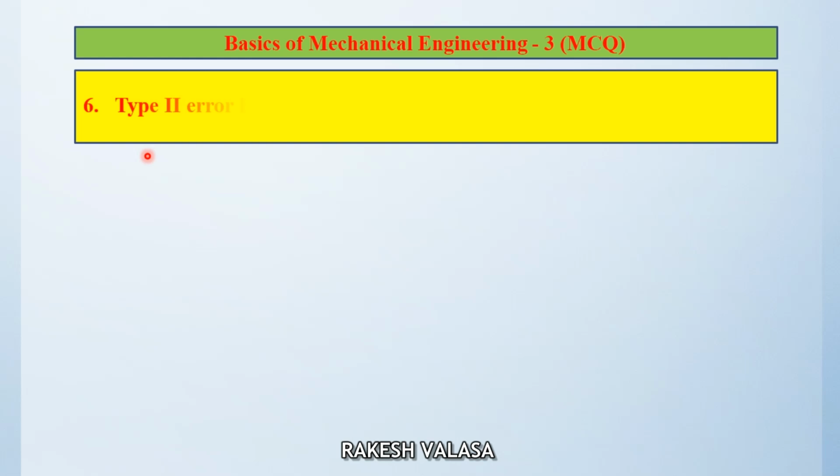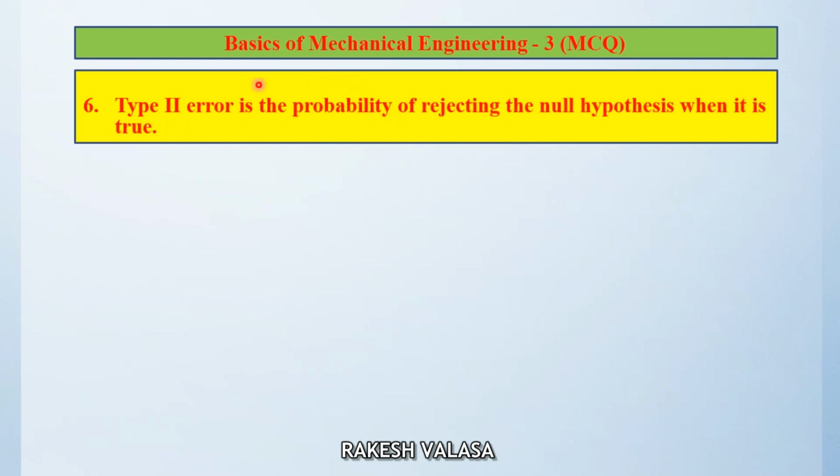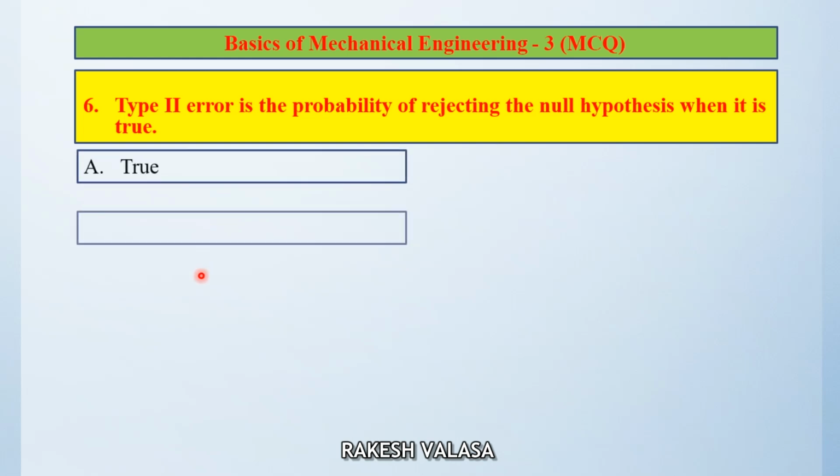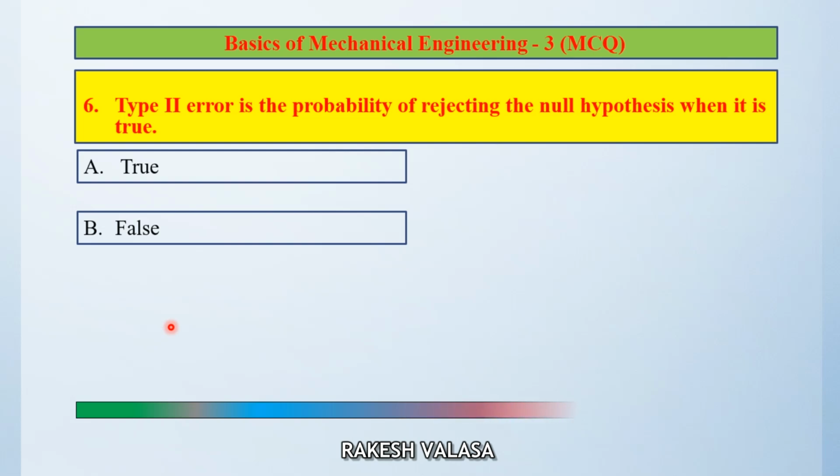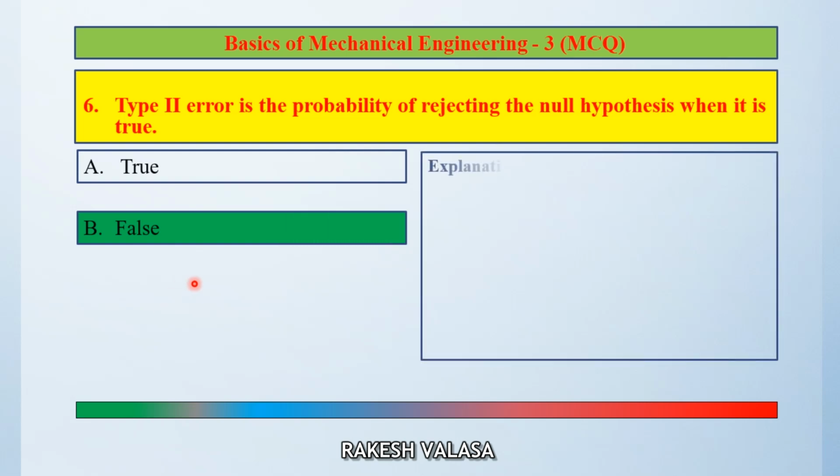Question number 6. Type 2 error is the probability of rejecting the null hypothesis when it is true. Option A true, option B false. The correct answer is option B false. Let us see the explanation.